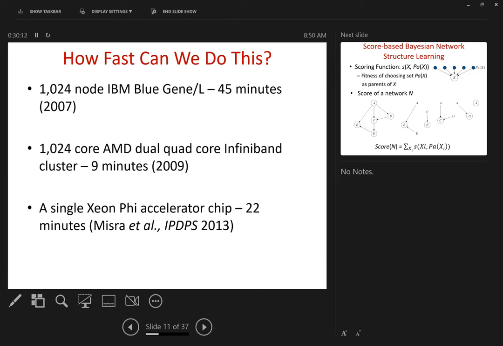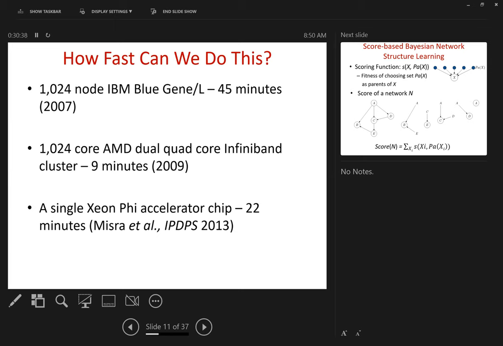In 2007, on the IBM BlueGene L, which is a limited memory per node distributed memory machine, on a 1,024 node BlueGene L, we could build this whole genome network in about 45 minutes. At that time, networks had never been built on such a large scale. This is two orders of magnitude larger than what other people were studying with 100 genes and so forth.